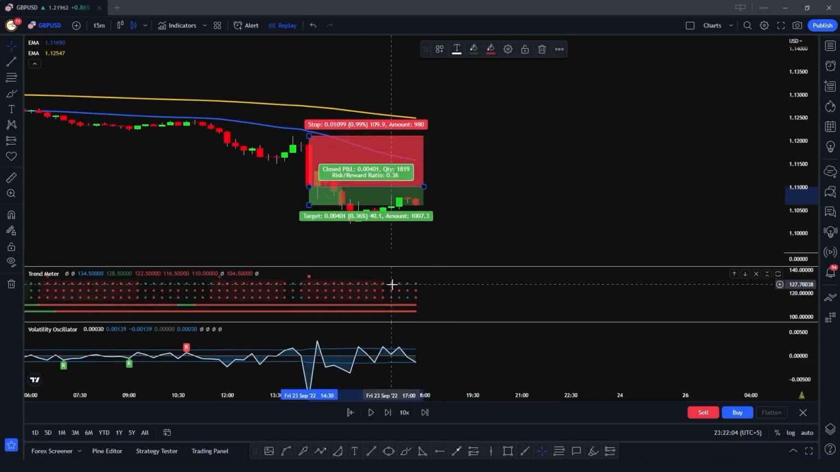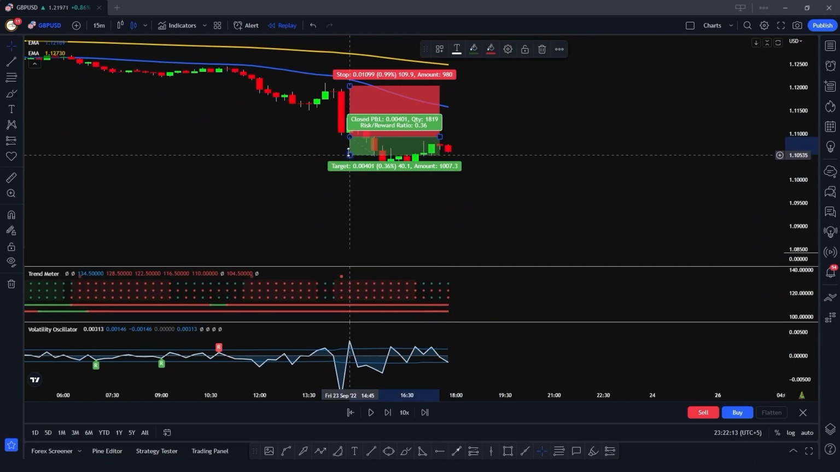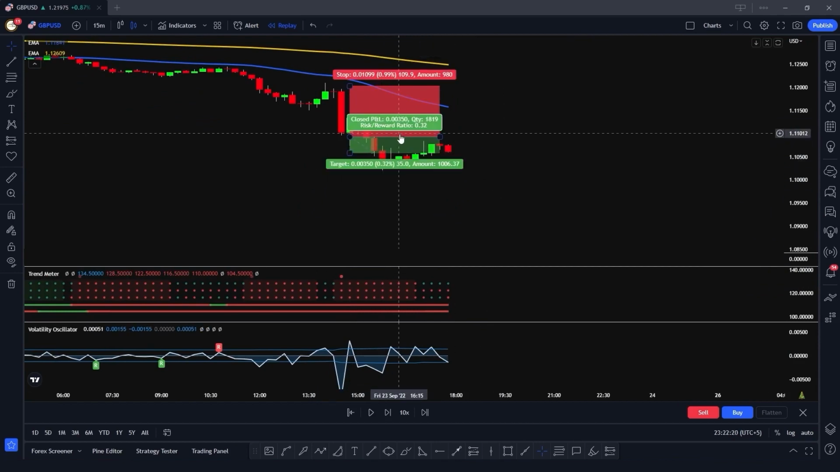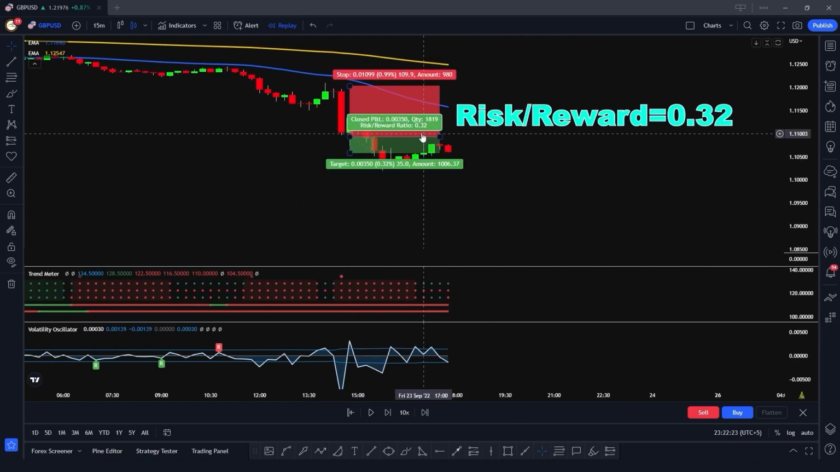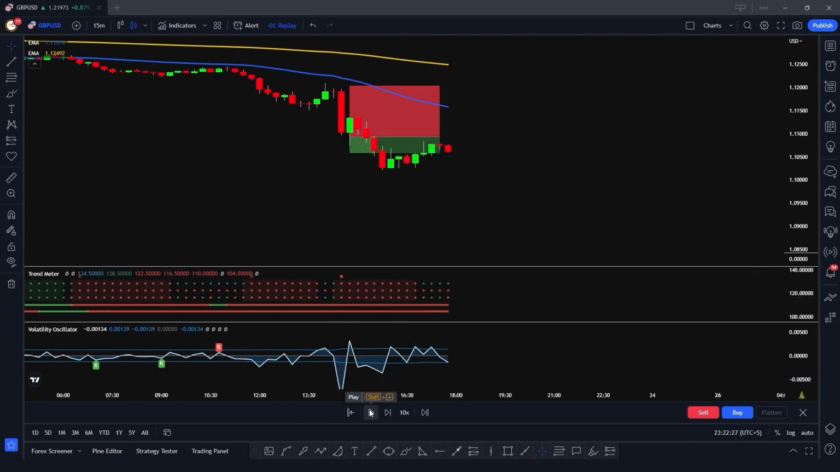Now as you can see here, the green dot formed, so we'll close our entry here. So let me just take this here, and our close will be here. Now this trade was not a very big profit, but it still gave us 0.32 risk to reward ratio. Now let's go ahead and see if there are any other trades that we can take.